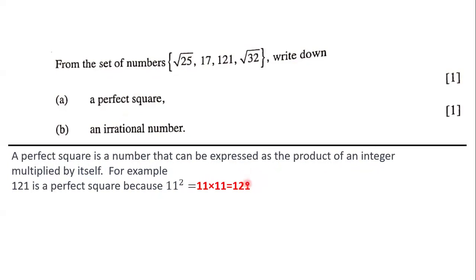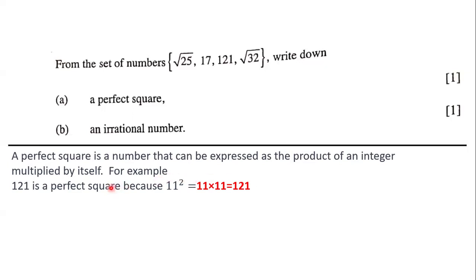Examples of perfect squares would be 1, because 1 times 1 is 1. 4 is also a perfect square because 2 times 2 is 4, right? And then we have 9, because 3 times 3 is 9. Then we have 16, because 4 times 4 is 16. Then we have 25, because 5 times 5 is 25. And then we have 36, because 6 times 6 is 36.